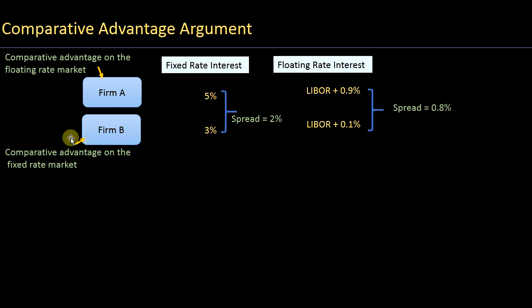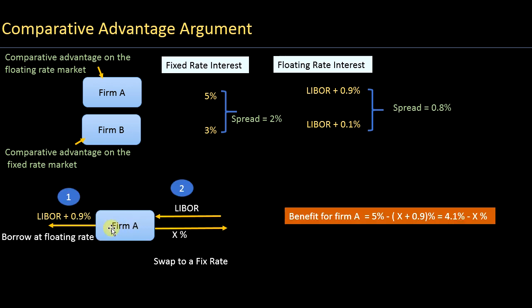The same thing with firm B. Now if firm B wants to borrow at floating rate, but we know that firm B has a comparative advantage on the fixed rate market, then rather than borrowing at LIBOR plus 0.1%, what a swap trader would say is that firm B should first borrow at the rate it has a comparative advantage. So in this case, it's 3%. Borrow at 3% and then enter into an interest rate swap to transform this fixed rate into a floating rate, and that will give you a better rate than what the market will offer. So let's see how this can be done.